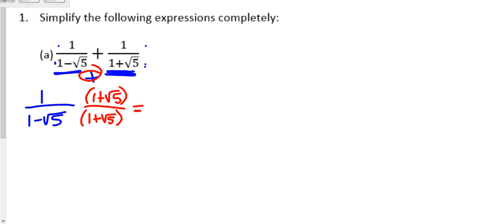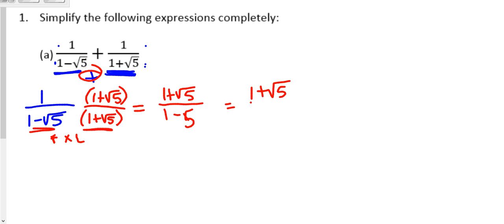So here, 1 times anything is just itself. So on the top, we have 1 plus the square root of 5. And on the bottom, we know that two conjugates FOILed together, the middle two terms will cancel, and we will only have the first and the last terms. So 1 times 1 is 1. Negative square root of 5 times positive square root of 5 is a negative whole 5. So that can simplify too. The top stays the same. In the bottom, 1 minus 5 is negative 4.